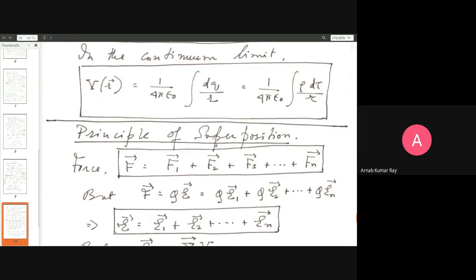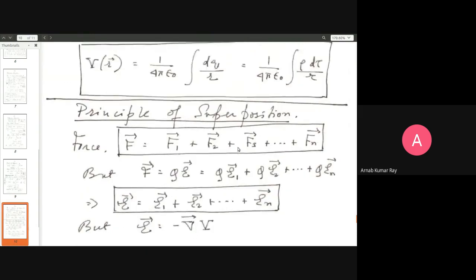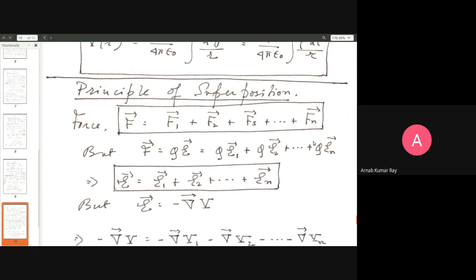This is something that follows from the principle of superposition also. The principle of superposition says if you have a whole bunch of source charges, the total force experienced by a charge is simply the algebraic sum of all the individual forces of interaction between an individual source charge and the test charge. So F1 plus F2 plus F3 plus dot dot dot all the way up to Fn. And what is F? F can be written as Q into the total electric field, where capital Q is the value of the test charge. So that can be decomposed like this.